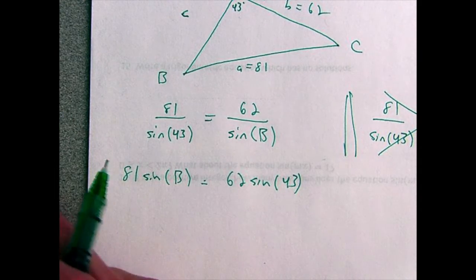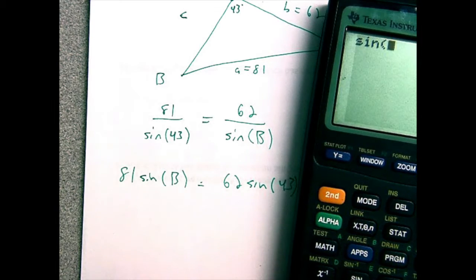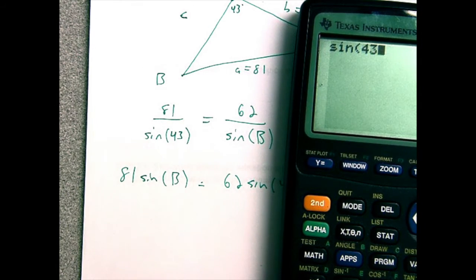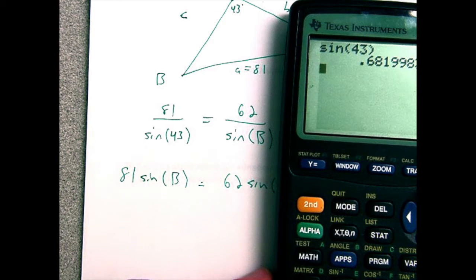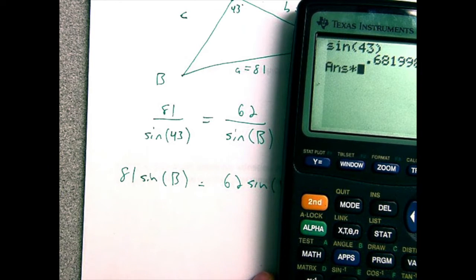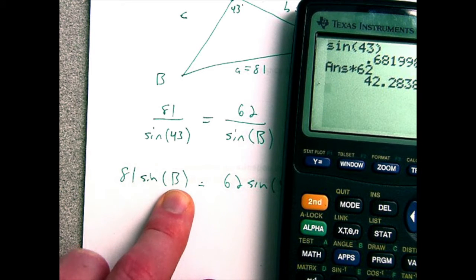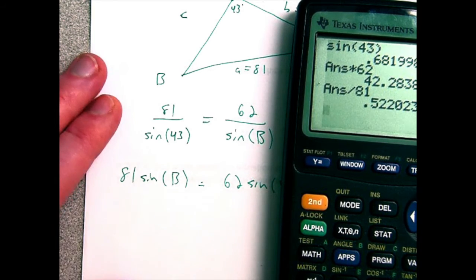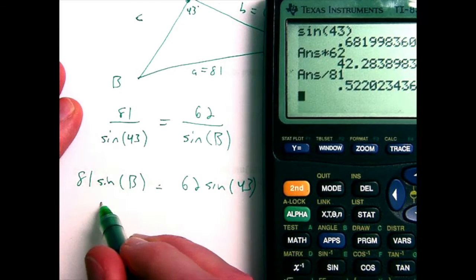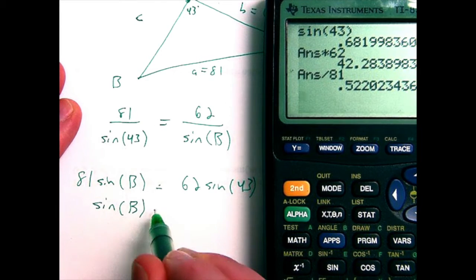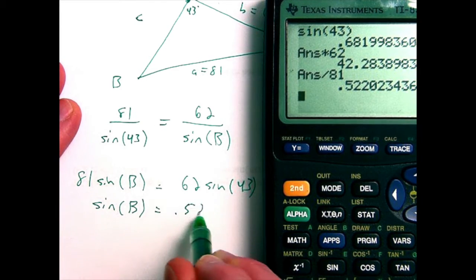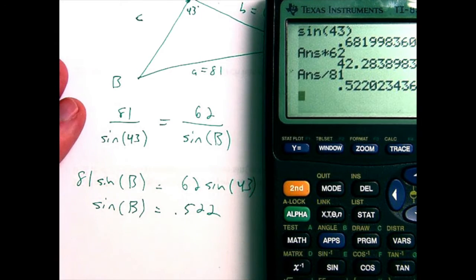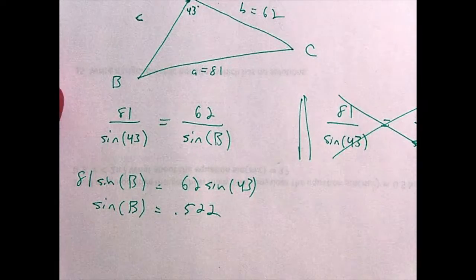So sine of 43 is that, and then I'm multiplying by 62, right? And then to get the sine b by itself, obviously I need to divide both sides by 81. So divide that by 81. I find that sine of b is 0.522.